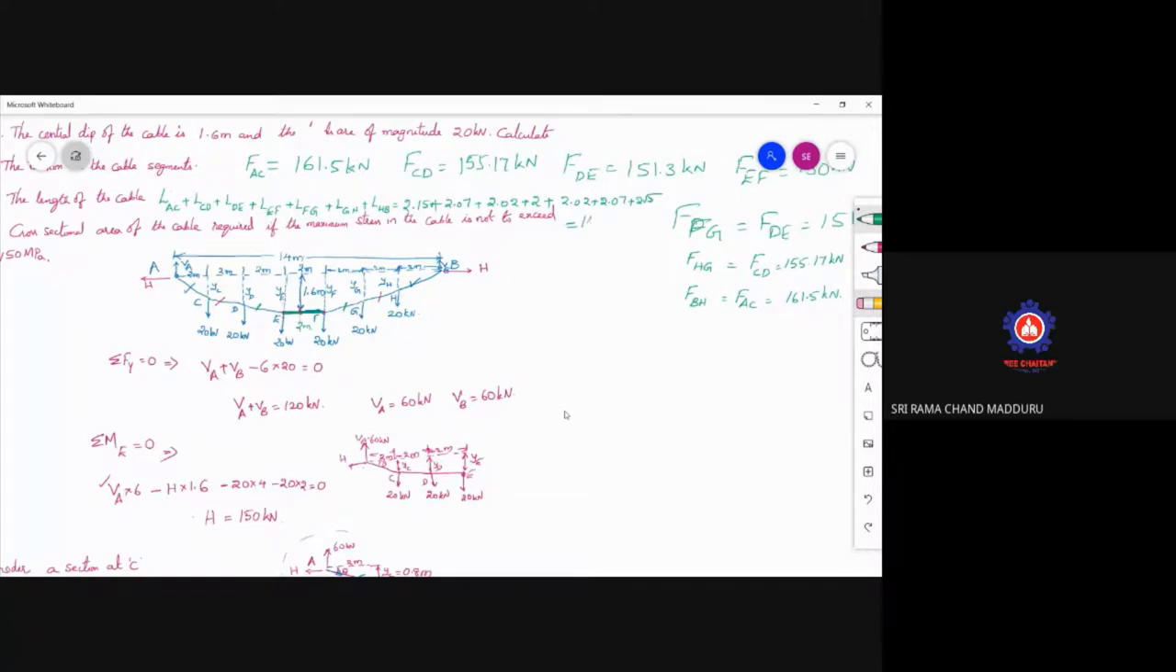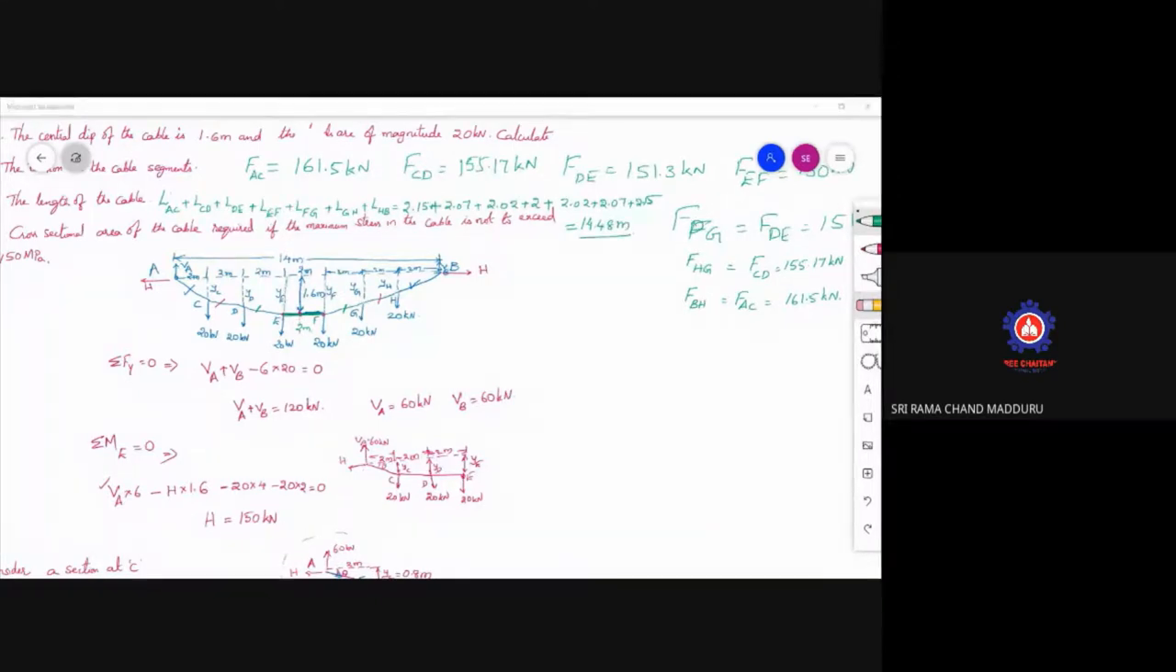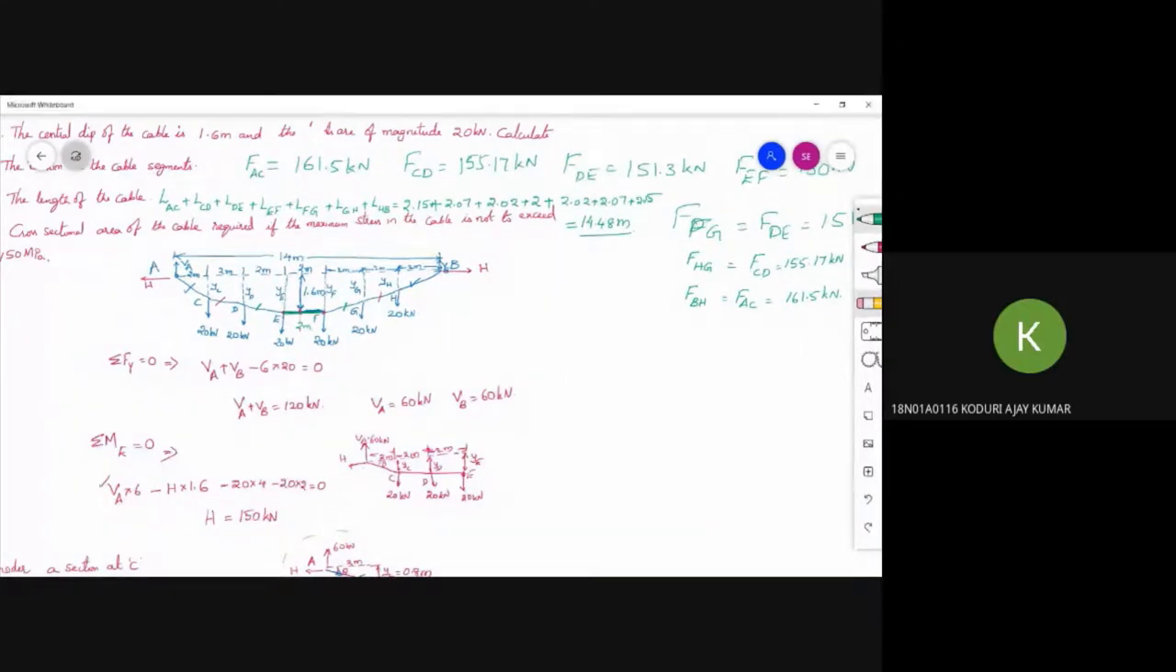Is it correct or not? Just check it. Sir, 14.48 correct. 14.48 meters. So overall length of the cable is 14.48 meters.